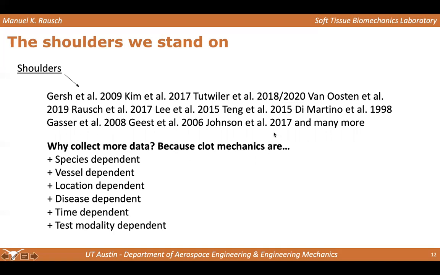But if there's all this great work, why are we not just happy with that and we analyze those data? Well, it turns out that blood clot mechanics are really complicated, and they depend on the species. They depend on which vessel the blood clot was formed in. They depend on the location where it was taken from. It depends on the disease under which it was formed. It depends on how long it's been there. And it depends on how it was tested. And so this is actually pretty frustrating because I can go to all these papers and I find a lot of confusing and contradictory information.